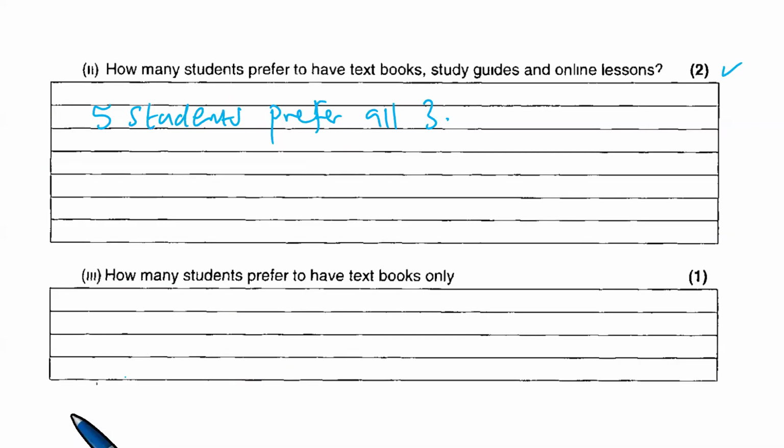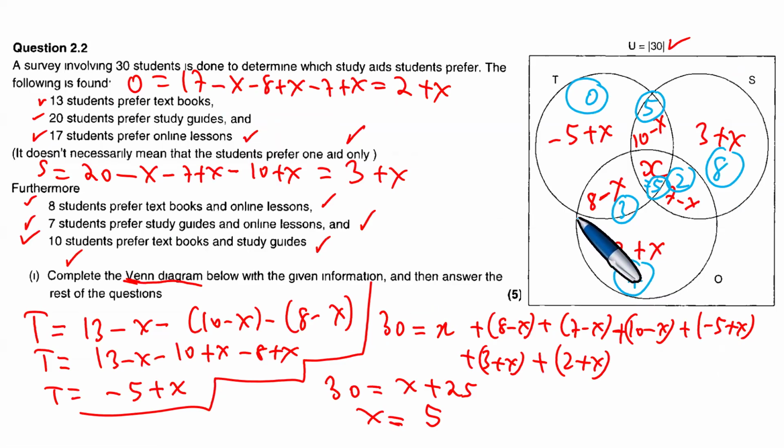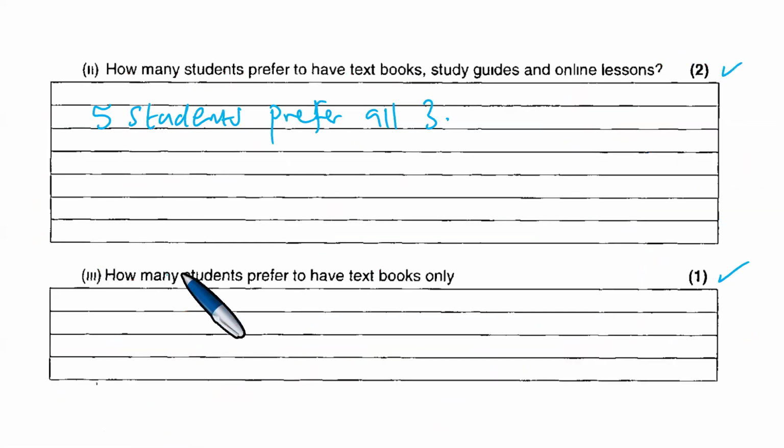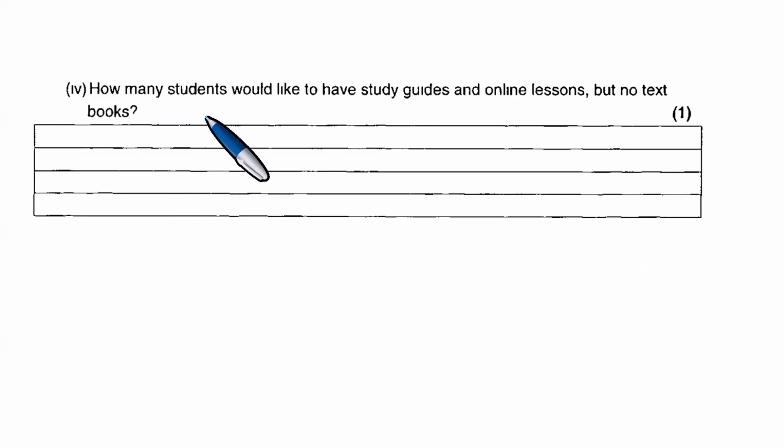We continue. How many students prefer to have textbooks only? 1 mark. Looking at the Venn diagram, the textbooks only region is minus 5 plus x. You are allowed to put this detail and say it's minus 5 plus 5, and therefore the sum is 0. Next question.